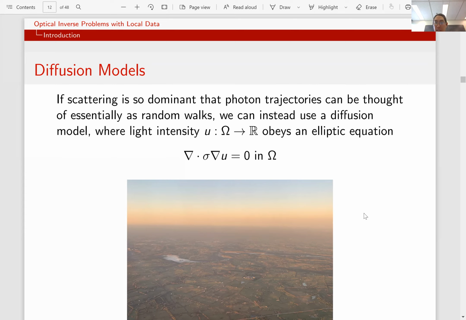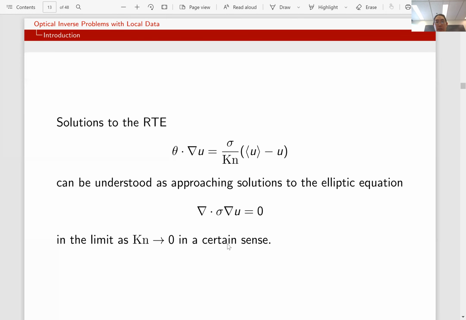The only other thing I want to say is that as you move from the front of this picture to the back, you're moving from a regime of transport to a regime of diffusion. And you can actually make sense of that in a meaningful way. If you think about the radiative transport equation with this scaling factor Kn inserted here, you can think about what happens as Kn goes to 0. The scattering term becomes very, very large. And it turns out if you send Kn to 0 in this equation, the solutions to the RTE can be understood as approaching solutions to this elliptic equation. That's the same sigma in both cases. You can think of the solutions to this equation as approaching the solutions to this equation in a certain sense. I won't say too much about how or why that is, but I think this is an important point of view to keep in mind.